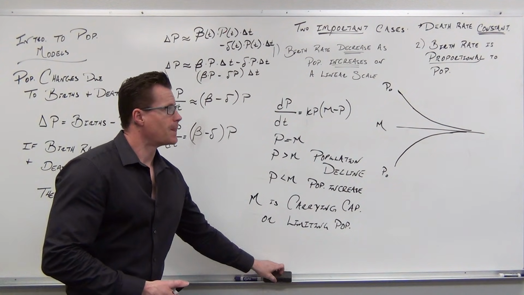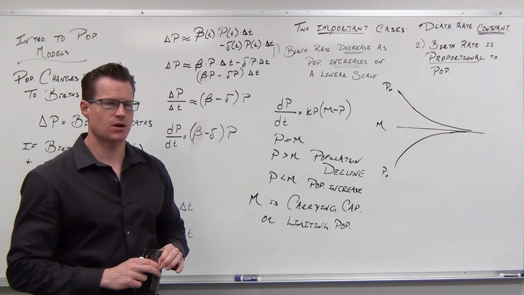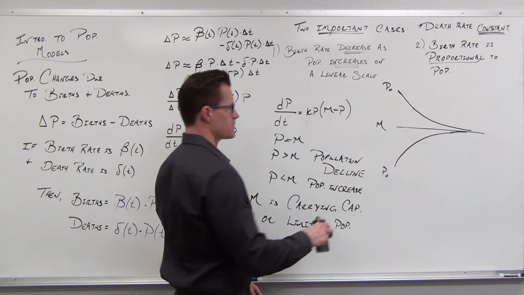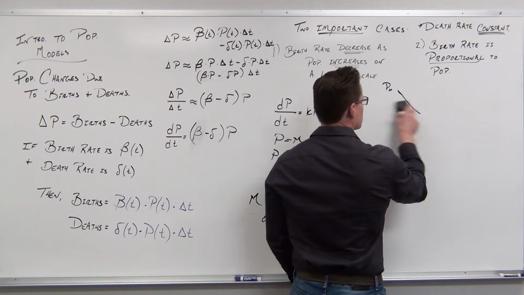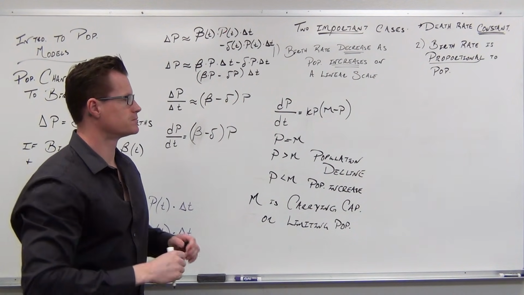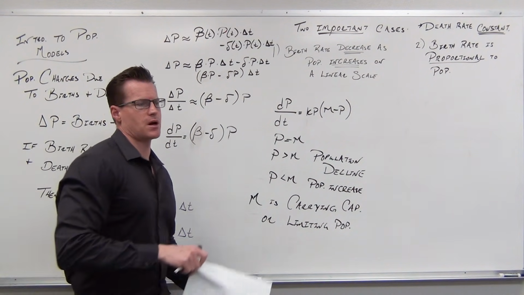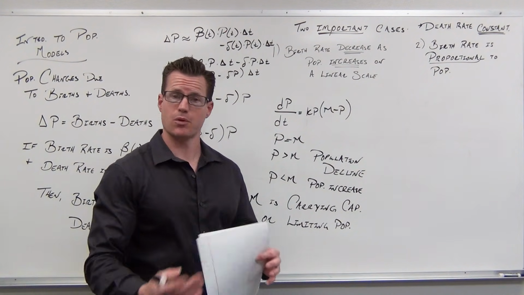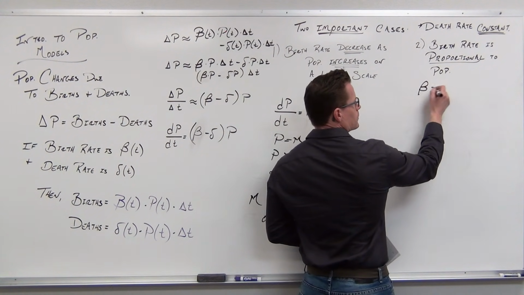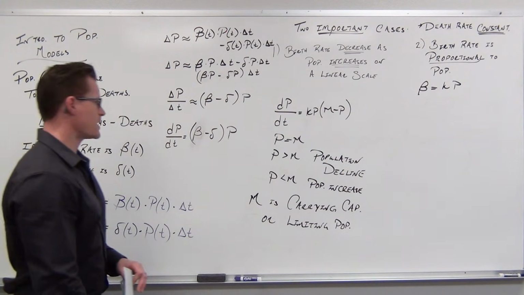Now, what if this is not the case? What if our birth rates are not declining as our population is increasing? Well, if that's not true, if our birth rates are not declining as the population increases, but are proportional to it, then our beta would be directly proportional to our population. We're going to go right back to here.